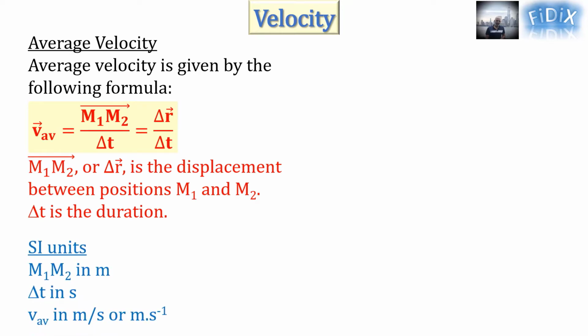In the International System of Units, the magnitude M1M2 of the displacement is expressed in meters and the duration delta t in seconds, while the magnitude of the average velocity is expressed in meters per second.